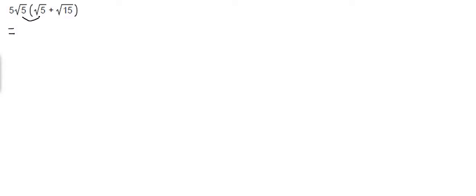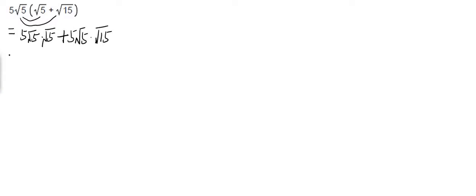5 square root of 5 times square root of 5, and 5 square root of 5 times positive square root of 15. So we have 5 times square root of 5 times square root of 5, okay, and then plus 5 times square root of 5 times square root of 15.